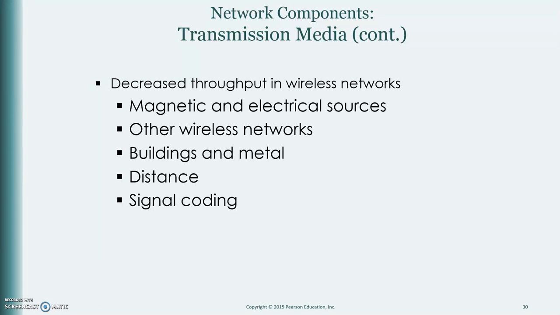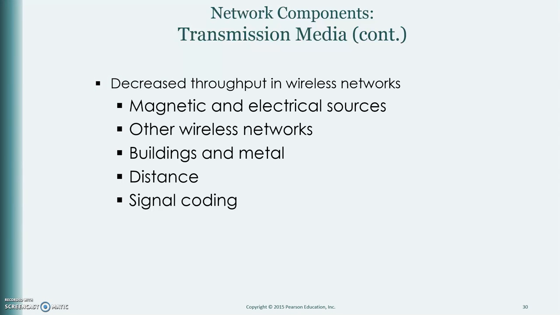Wireless networks generally have decreased throughput compared with that of wired networks. And don't forget, we discussed this earlier, throughput is the actual speed at which the data transfer rates are occurring within your network. That's what your throughput is. So why do wireless networks have decreased throughput? There could be lots of different answers, but here are some common reasons.